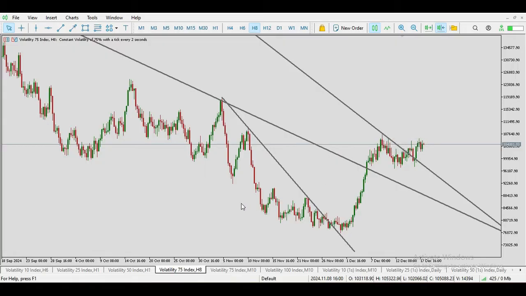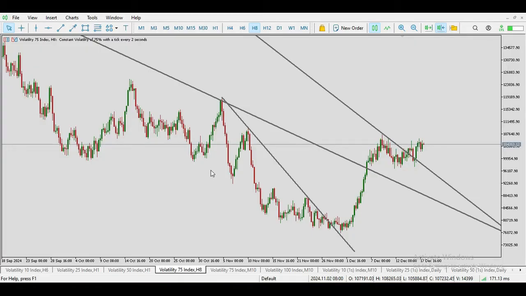How do we know that price is going to buy, or how do we know that as soon as price breaks out from this H8 trend line, it is going to buy all the way to the top? How do we know that? This is where your support and resistance comes into play.